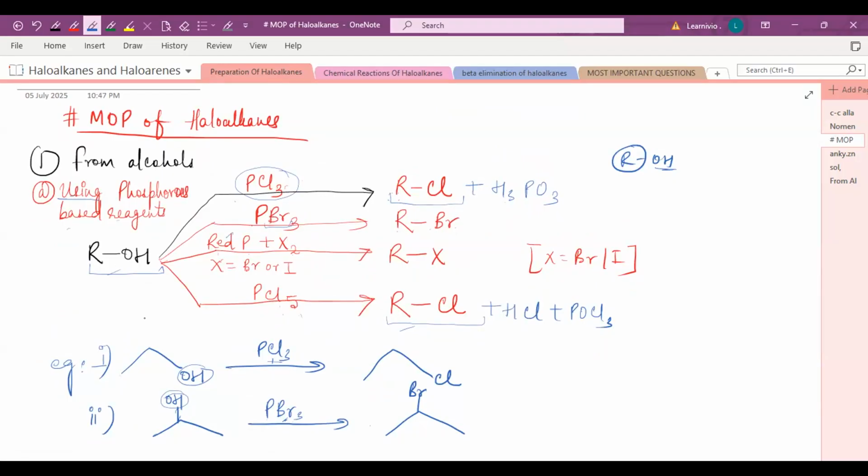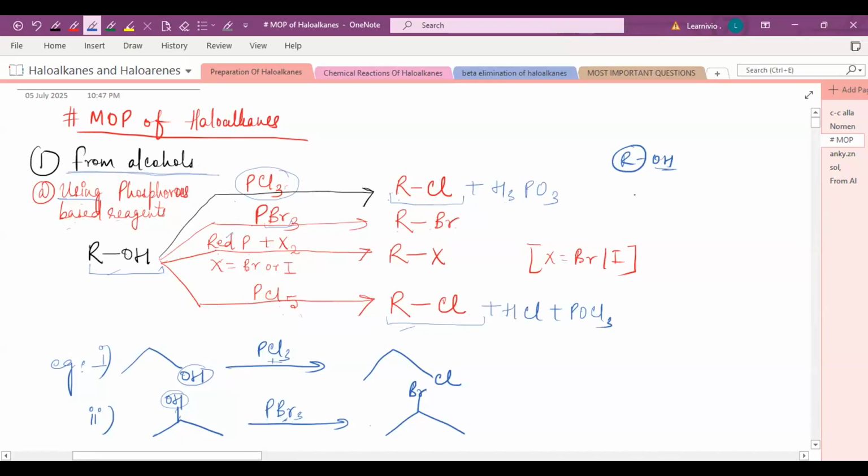First, write down the heading: methods of preparation of haloalkanes, and under this write down: from alcohols. From alcohols, how we can prepare the haloalkanes. That's very important and very simple. First is using phosphorus-based reagents. When you treat the alcohol with different phosphorus-based reagents, you will get the corresponding haloalkane.